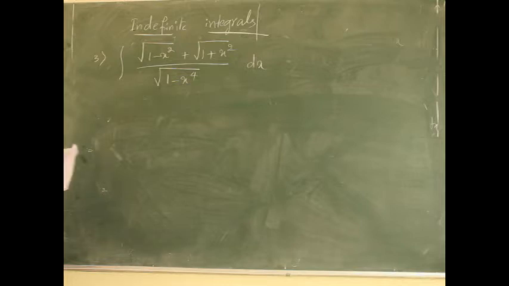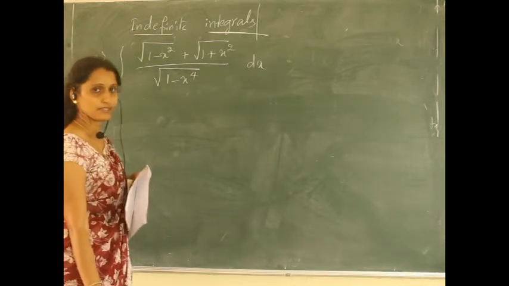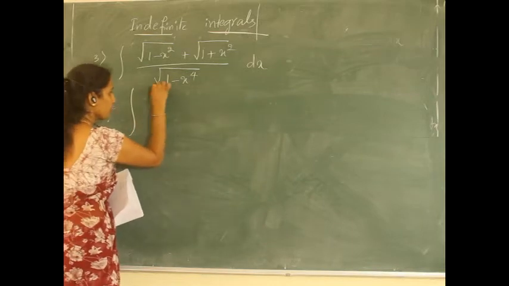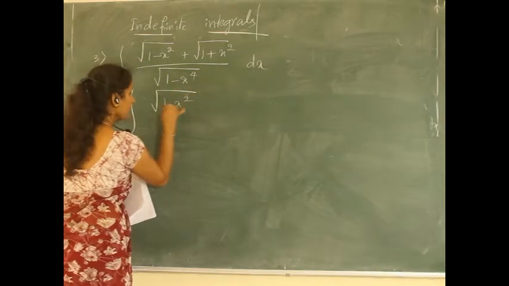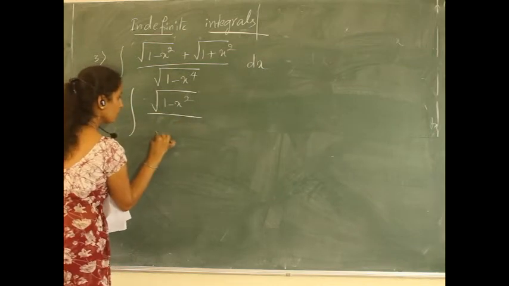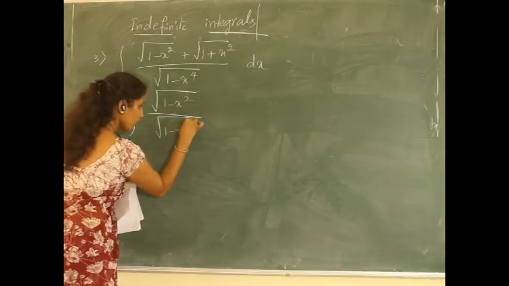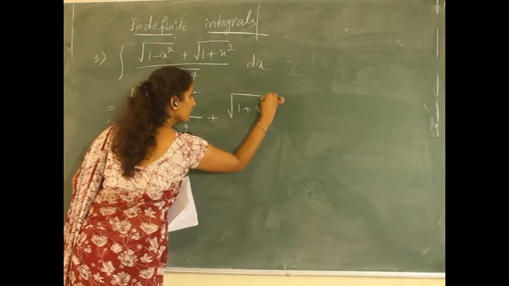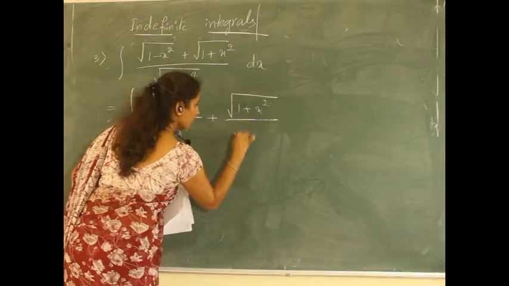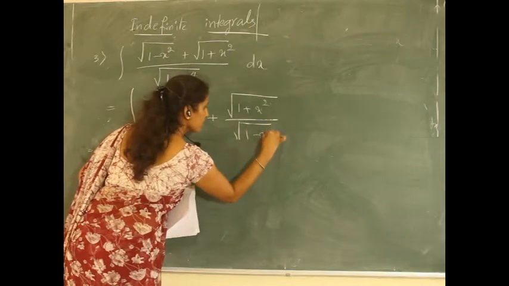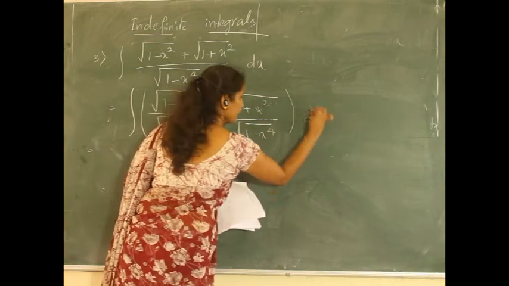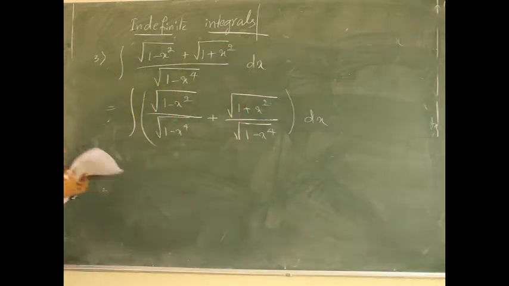By looking at the question, we can split these terms. So we can write it as the integral of root of 1 minus x square divided by root of 1 minus x power 4, plus root of 1 plus x square divided by root of 1 minus x power 4, whole thing into dx.